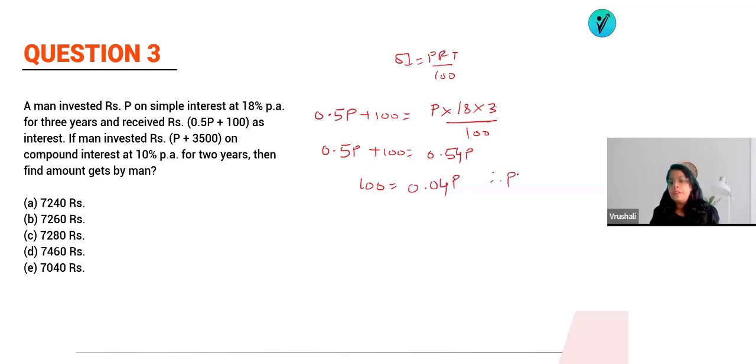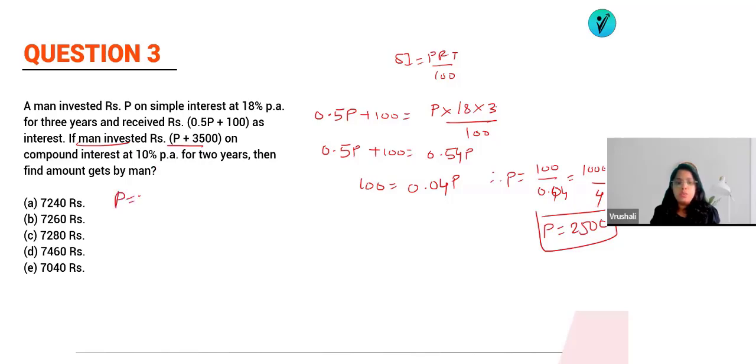So the value of P will be equal to 100 by 0.04. That means double zero will be there to remove this decimal. So P will be equal to 10,000 by 4, which means 2500. So what are they saying now? For the CI, if he invested, what will be the new P? P plus 3500, that means 2500 plus 3500. It will be equal to 6000.